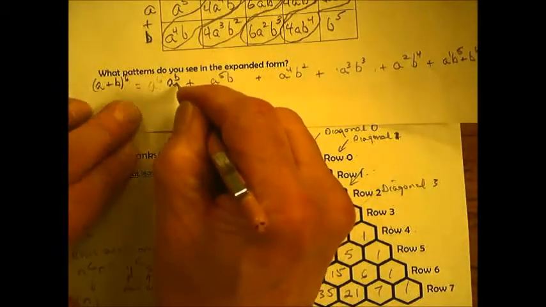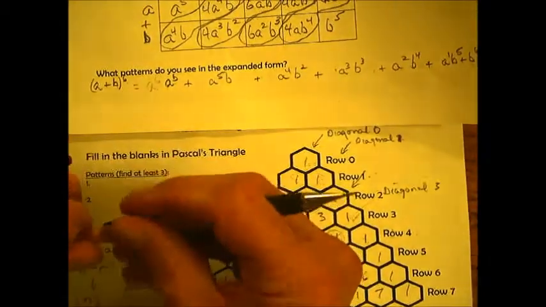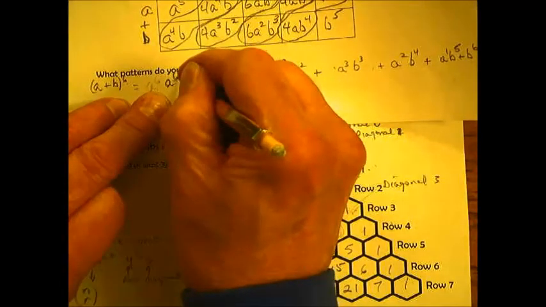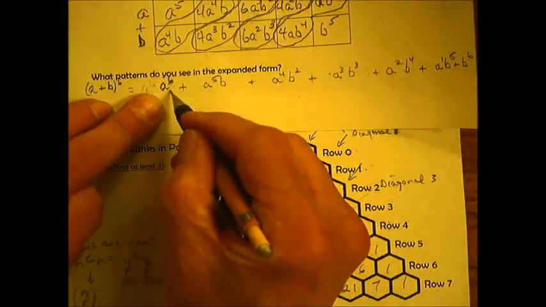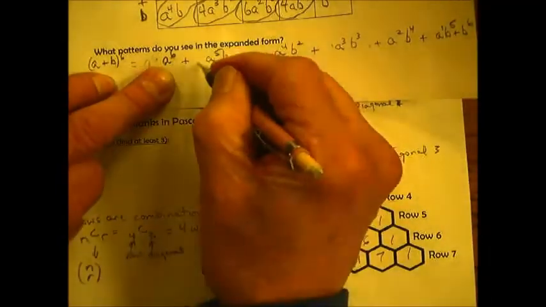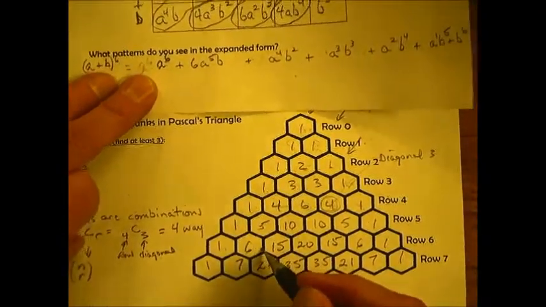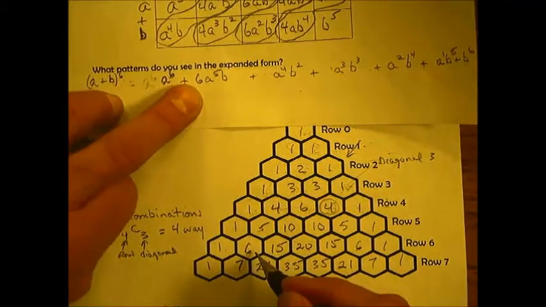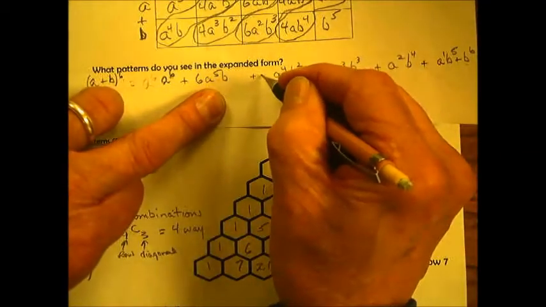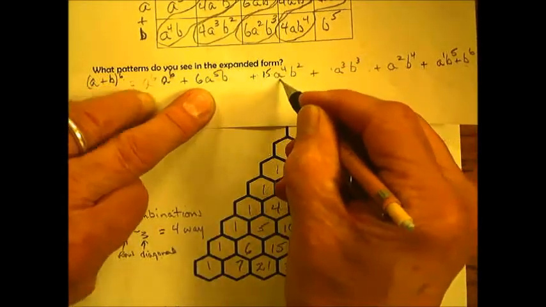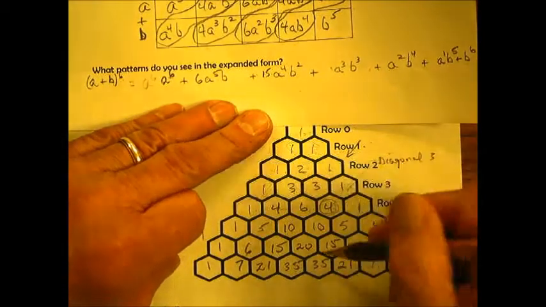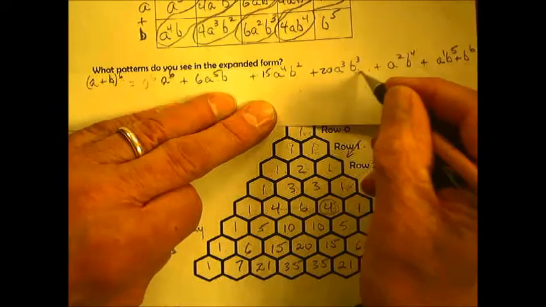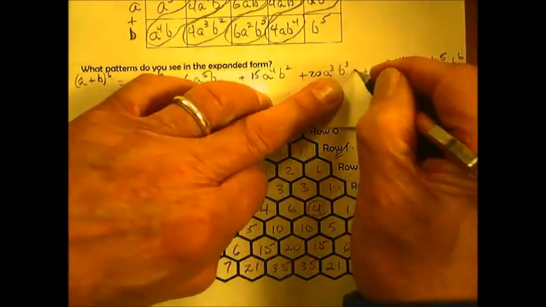It's going to be 1a to... oh, this should be a to the 6th. Yeah, not ab. It's going to be 1a to the 6th plus 6. I'm just taking this right off the Pascal's triangle. 6a to the 5th b plus 15a to the 4th b squared plus 20a cubed b cubed plus 15.